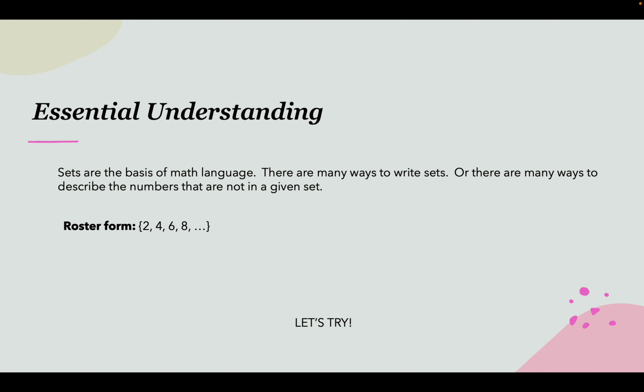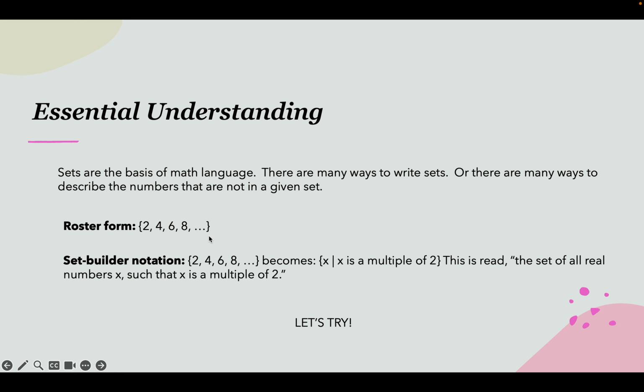First of all, this is what roster form looks like. Notice that I have these funky little parentheses, brackets, if you will, that close the set. Each element of the set has a comma that separates each one. Notice that I can use ellipses here to say that this set goes on and on and on. This would be an infinite set.